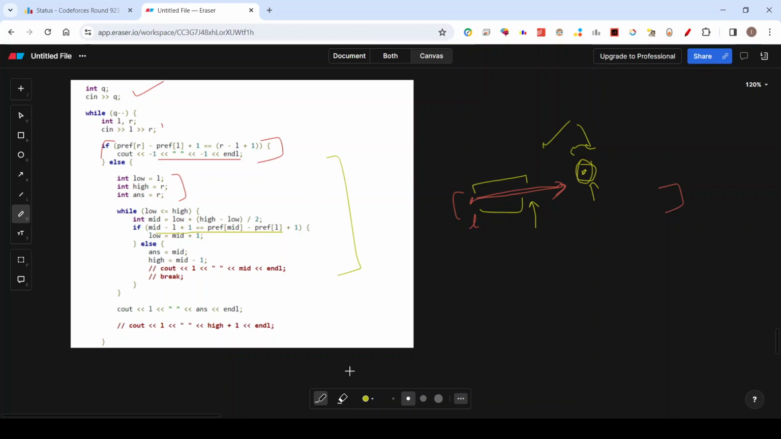You can just go through it once again. I hope it will then be clearer. And at last I print the L value and the answer. So L is basically this point and answer is basically my highest point, just after the break point. I hope you got my explanation.